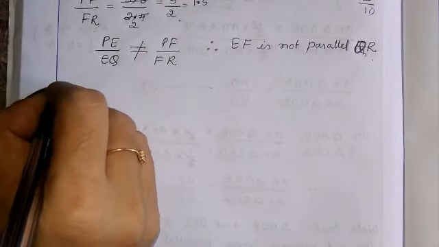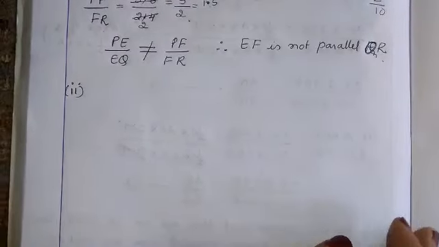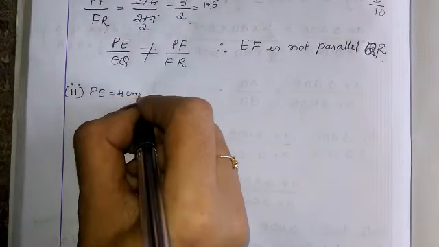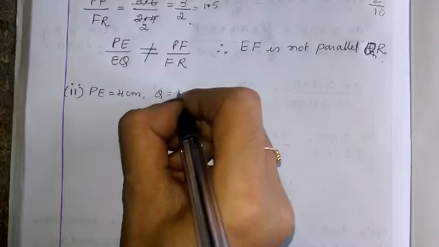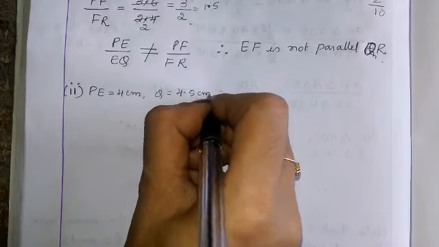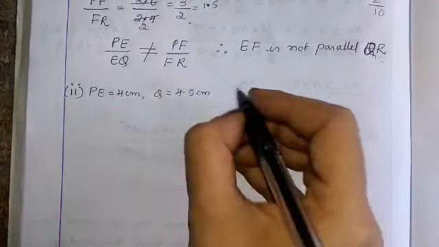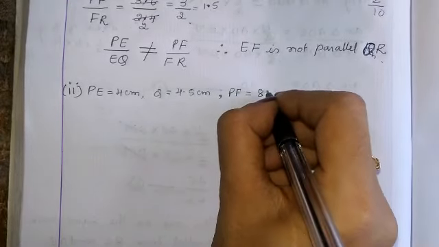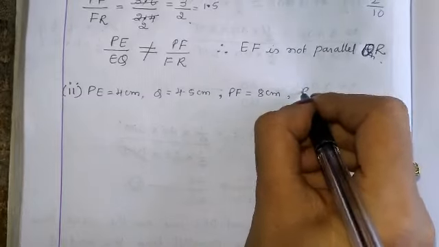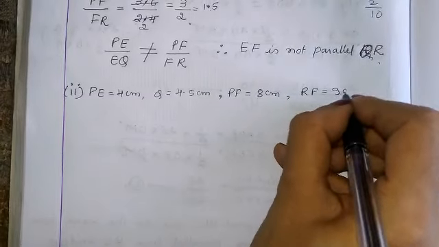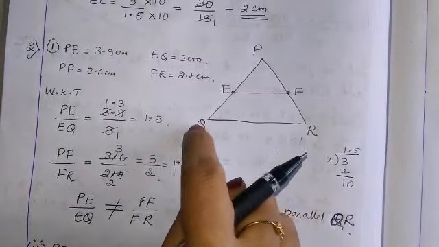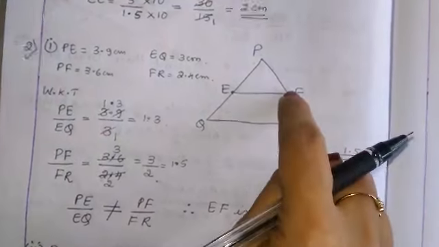Second question. What they have given? PE is equal to 4 centimeter. QE is equal to 4.5 centimeter. The figure is the same for all three problems. PF is equal to 8 centimeter and RF is equal to 9 centimeter. Okay, same figure. Let's see what we have to do. PE by EQ, PF by FR.